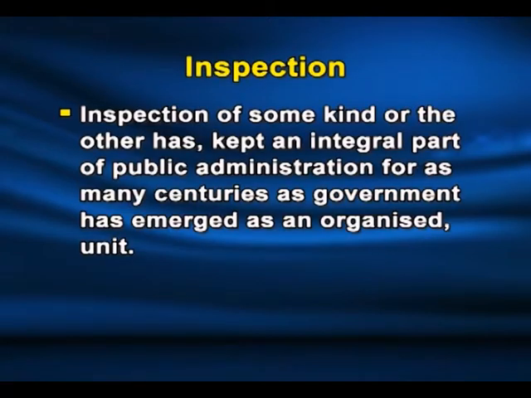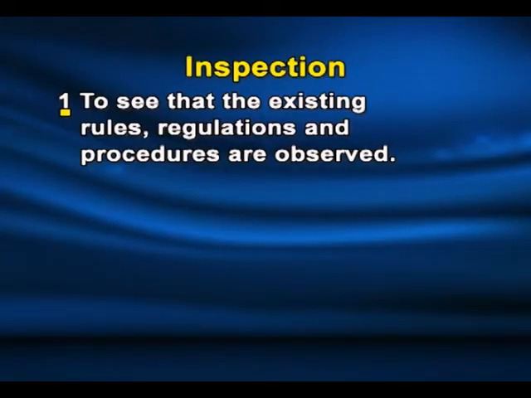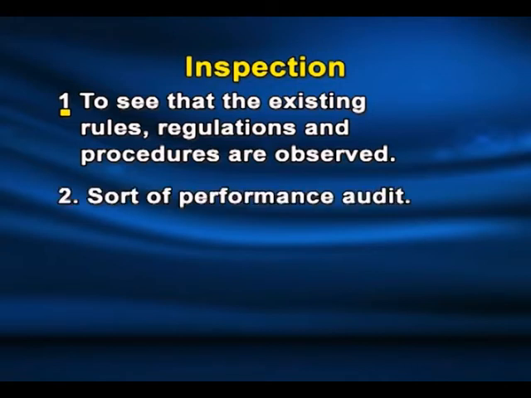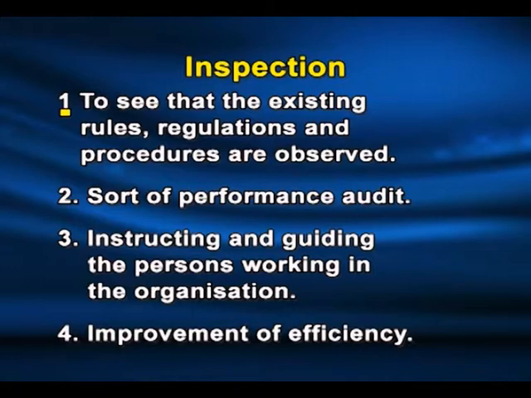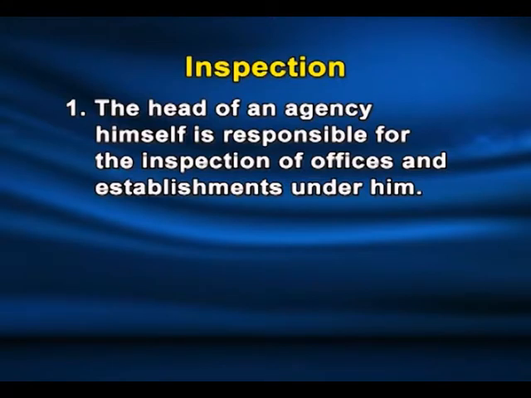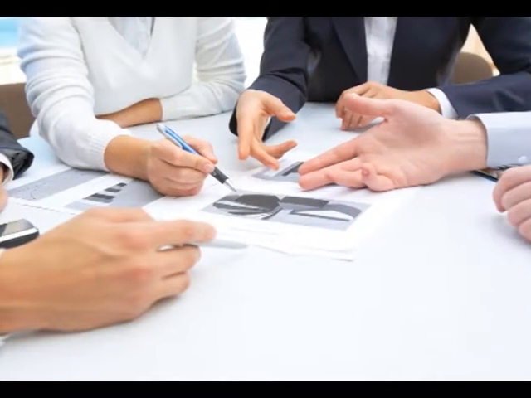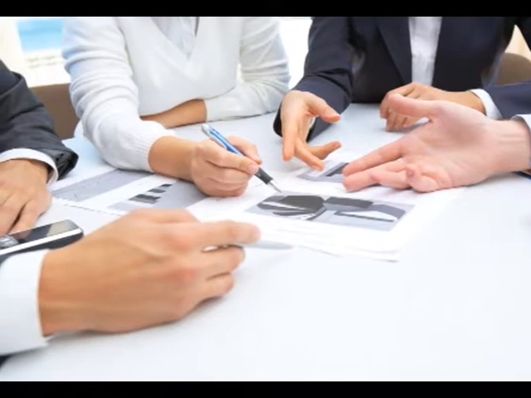Sixth, inspection. Inspection of some kind or the other has been an integral part of public administration for as many centuries as government has emerged as an organized unit. In general, the purposes of inspection are to see that the existing rules, regulations and procedures are observed, a sort of performance audit, instructing and guiding the persons working in the organization, and improvement of efficiency. Inspections are carried out in many ways. In the first place, the head of an agency himself is responsible for the inspection of offices and establishments under him. In other words, each superior is expected to inspect the work of his subordinates. This may be called a built-in system of inspection.